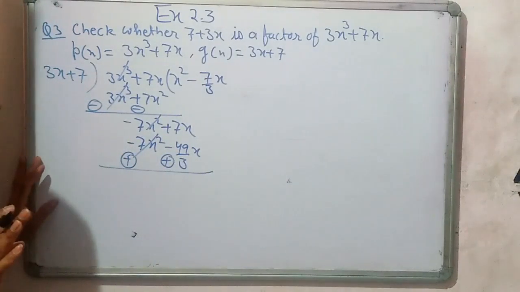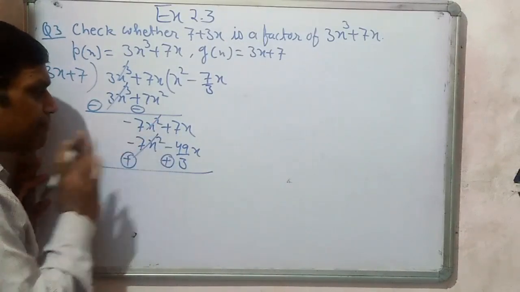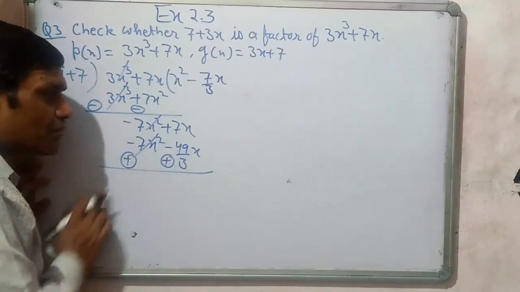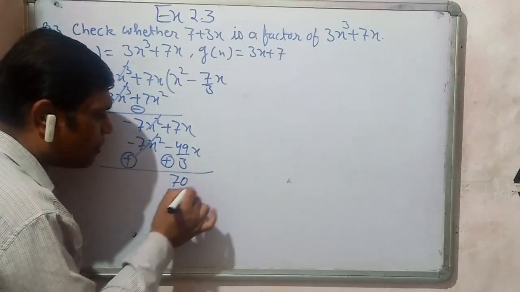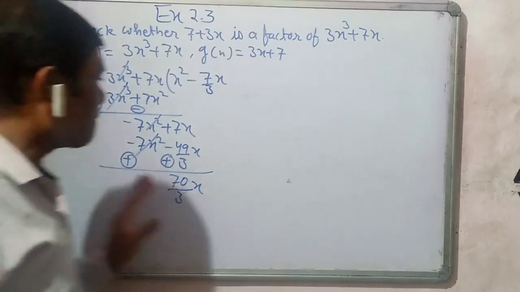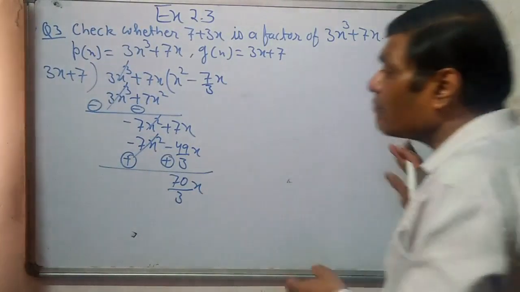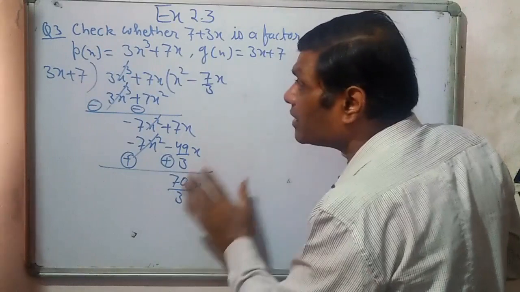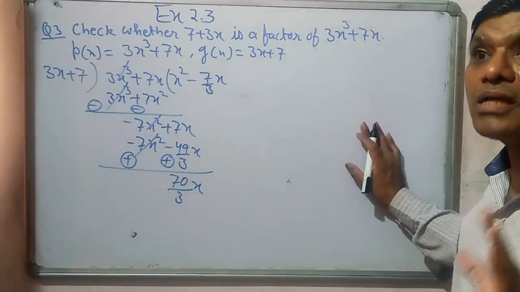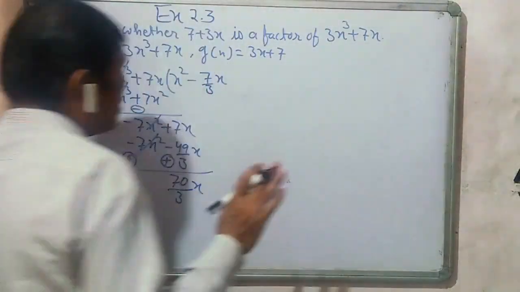What is remaining? You identified correctly: 7 into 7 is 49 upon 3, plus another 7 into 7, 49 upon 3. So 7 times 3 is 21, 21 plus 49 is 70. 70 upon 3 x. Got it? Now can we continue the division? What is the degree of the remainder? 1. What is the degree of the divisor? 1. It is not less than, it is equal. And because it is equal, we have to continue the division.